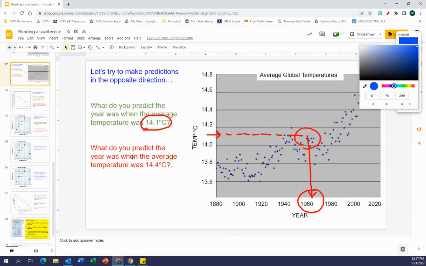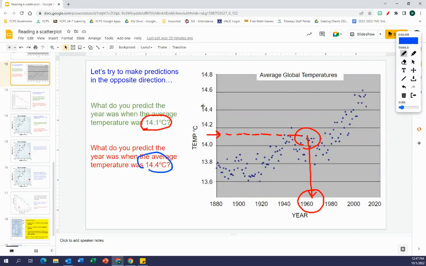Let's predict now, what was the year when the average temperature was 14.4? So now I'm going to look up here. I'm going to look across, across, across, across, where I see a lot of dots and look down. So maybe I would guess the year 2002 or 2004 or 2001. All of these would be appropriate guesses because they are clustered together following my positive correlation.